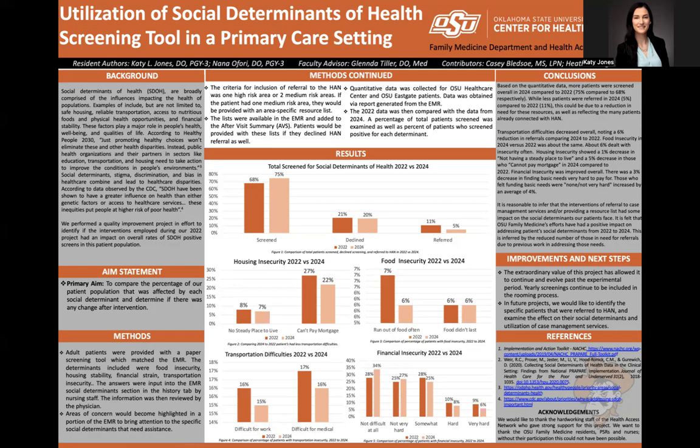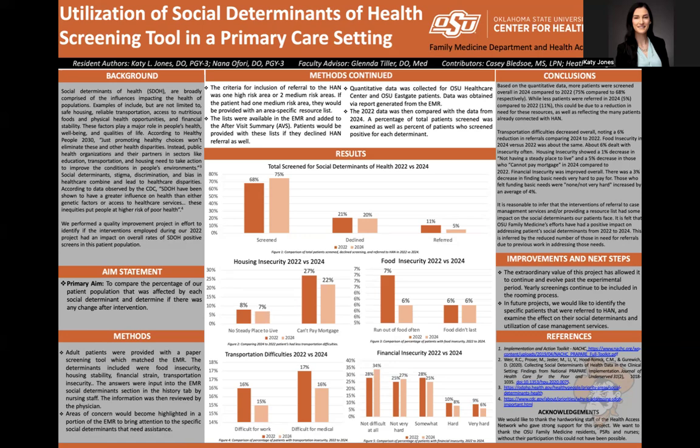So a little bit of background on our project. Social determinants of health are broadly comprised of the influences that impact the health of populations. Examples of this, but are not limited to, safe housing, reliable transportation, access to nutritious foods, and physical health opportunities, as well as financial stability. So these factors play a major role in people's health, well-being, and overall quality of life.